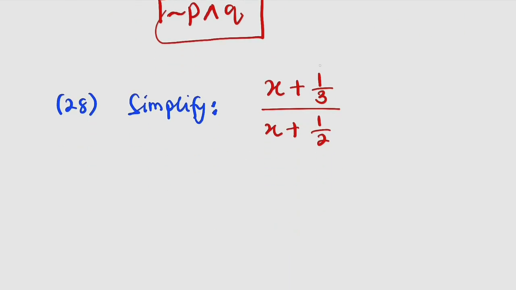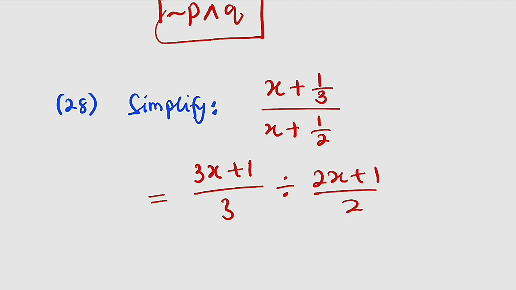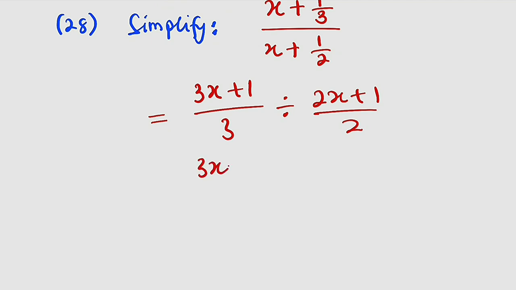Question number 28, we are asked to simplify this. Let's do that. This is equal to 3 multiplied by x plus 1. That is going to give us 3x plus 1 divided by 3. Let me use this division sign for this one. You do the same thing here: 2 multiplied by x plus 1. That is 2x plus 1. Then divide by 2. This is 3x plus 1 divided by 3. You take the reciprocal of this. That will give us 2 divided by 2x plus 1.